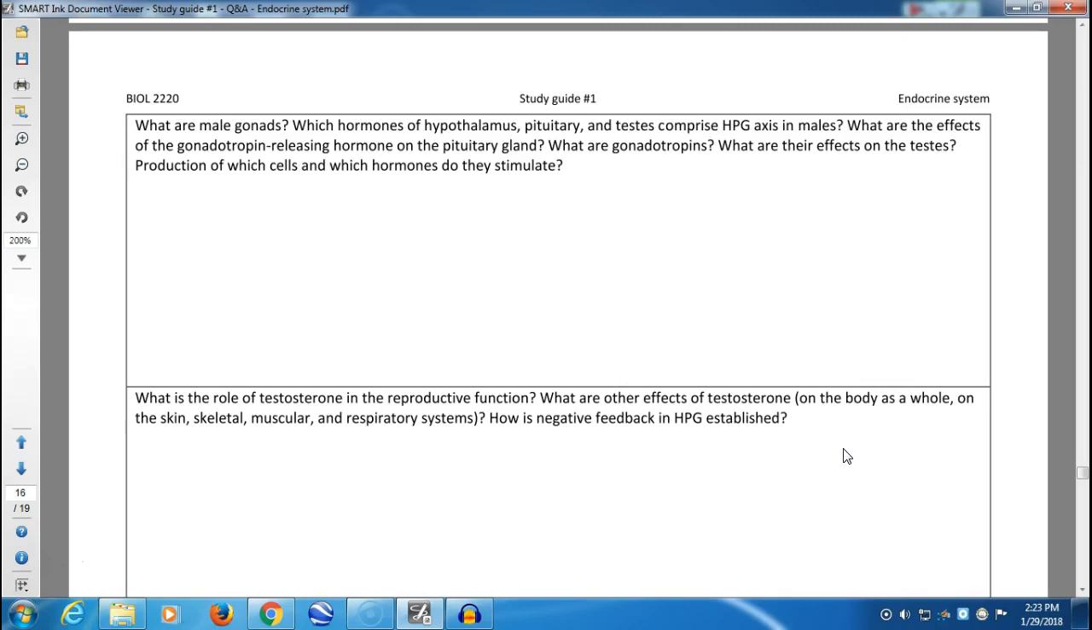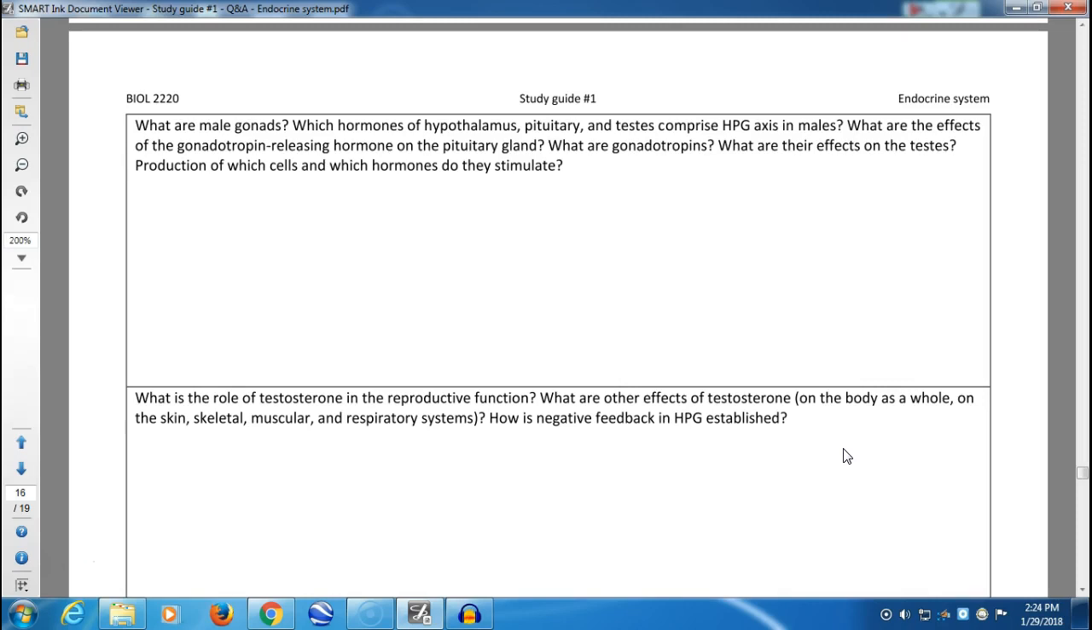LH and follicle stimulating hormone. In males, follicle stimulating hormone stimulates spermatogenesis. In females, oogenesis, follicle maturation. Luteinizing hormone in males stimulates production of testosterone. In females, production of estrogen. Okay, that's basically the axis.